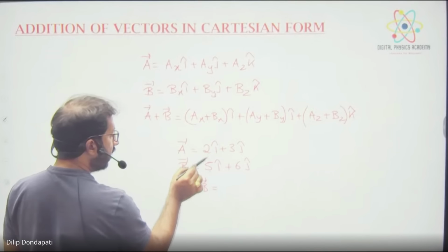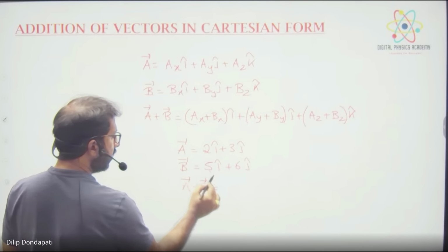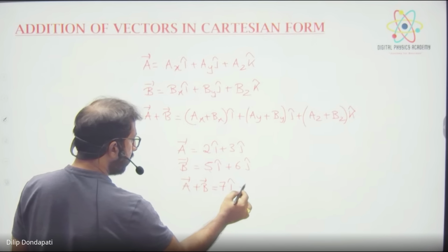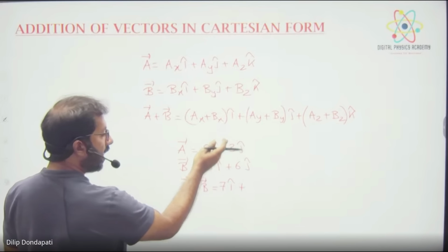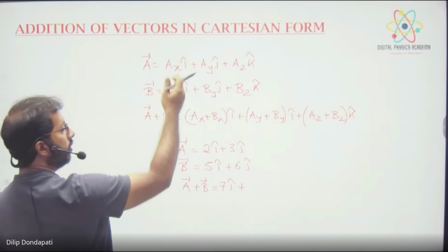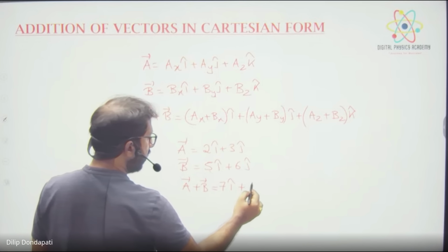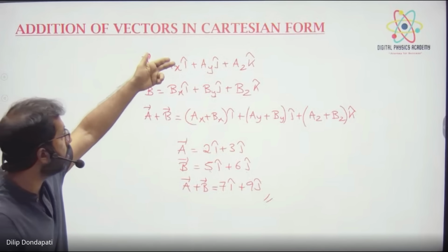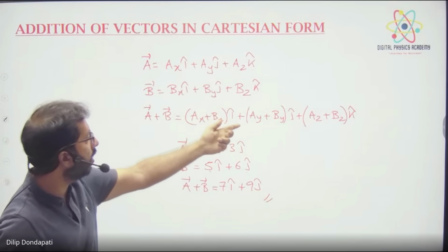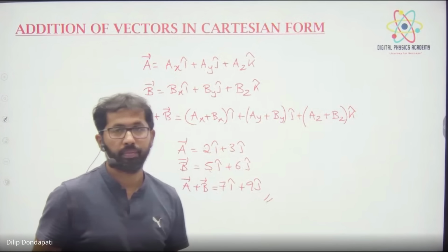Only i we should add. So 2 plus 5 is 7 i cap, plus j only we should add. Like terms only we should add, right? That is only Cartesian form. So 6 plus 3 is 9 j cap. Done, this is it. Cartesian form is nothing but simply addition of i cap, j cap, k cap. Okay.